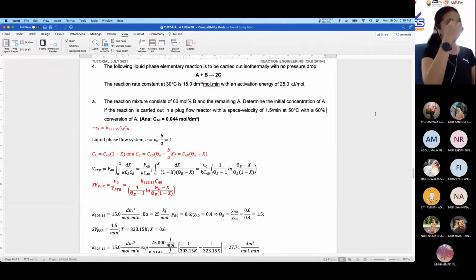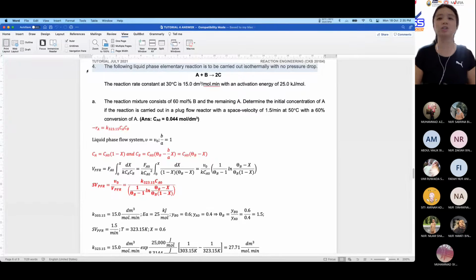Okay, alright. So let us try to go to question number 4. The following liquid phase elementary reaction is to be carried out isothermally with no pressure drop.